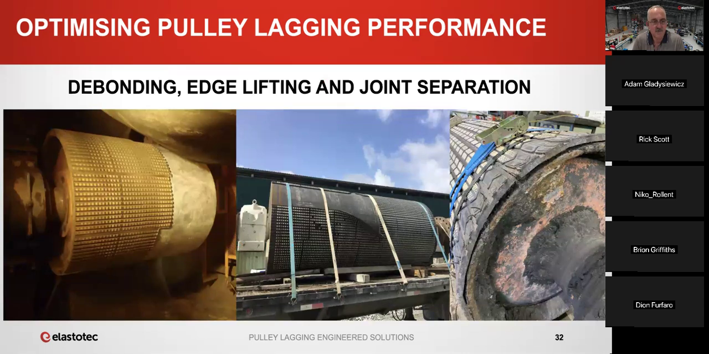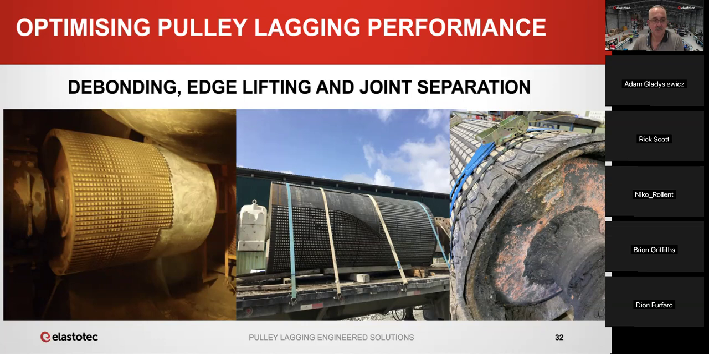These photos, we're just focusing on debonding, edge lifting, and joint separation. And I'm going to put all of those together because effectively it's a breakdown of the bond between the lagging and the pulley. You can see this, the pulley on the right has been operating in very, very wet conditions, and you can see this corrosion and edge lifting. These, by the way, each one of these pulleys has cold bond lagging on it.